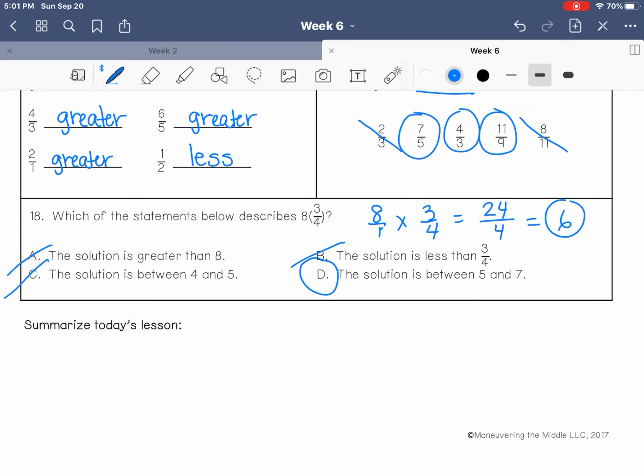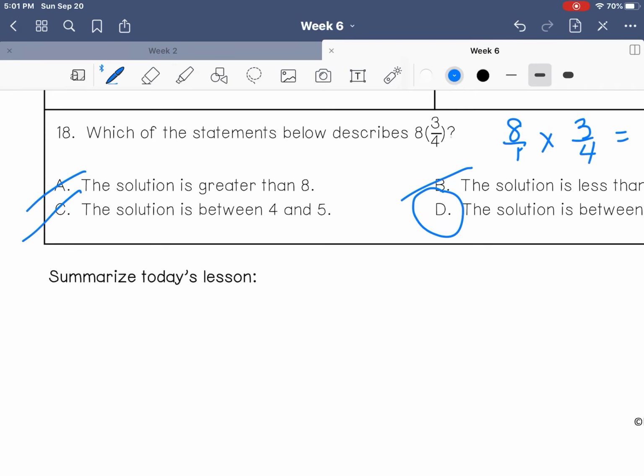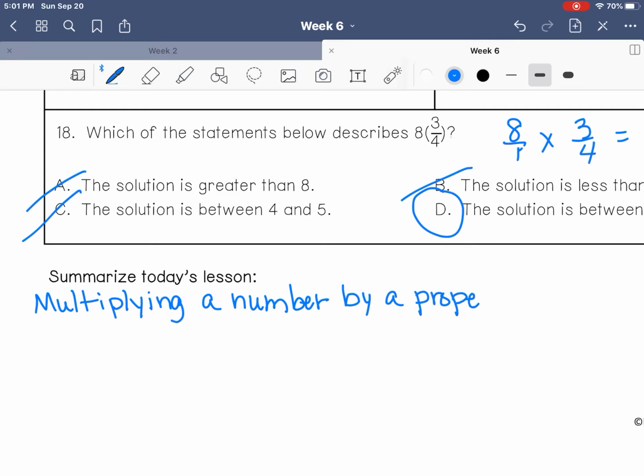Alright, so summary of today's lesson. I definitely want you to write this down or type it at the bottom of your notes. So write it down and then type it into your notes so you'll really remember it. Okay, so the summary of today's lesson is multiplying a number by a proper fraction, that means the numerator is less than the denominator, is a decrease, or causes a decrease.